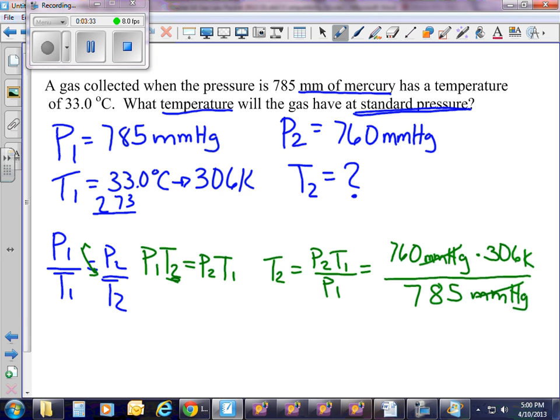all right, I did something wrong. All right, we get 296 Kelvin. And so with this, it's decreasing. Perfect. So we know we've done it right.